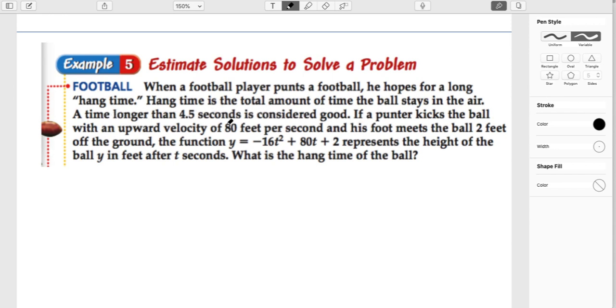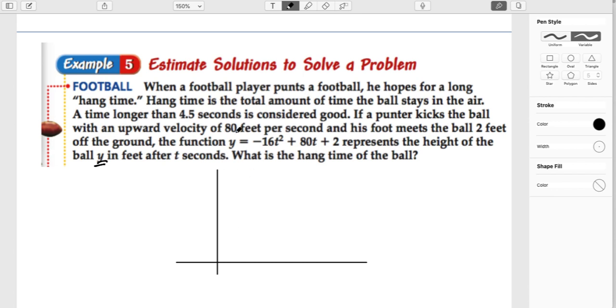If a punter kicks the ball with an upward velocity of 80 feet per second and his foot meets the ball 2 feet off the ground, the function here represents the height of the ball, y, in feet after t seconds. So t is going to represent time. What is the hang time of the ball? So this problem is going to allow us to take some time and use a graphing calculator to actually do it, which is great because I liked introducing you guys to some concepts.